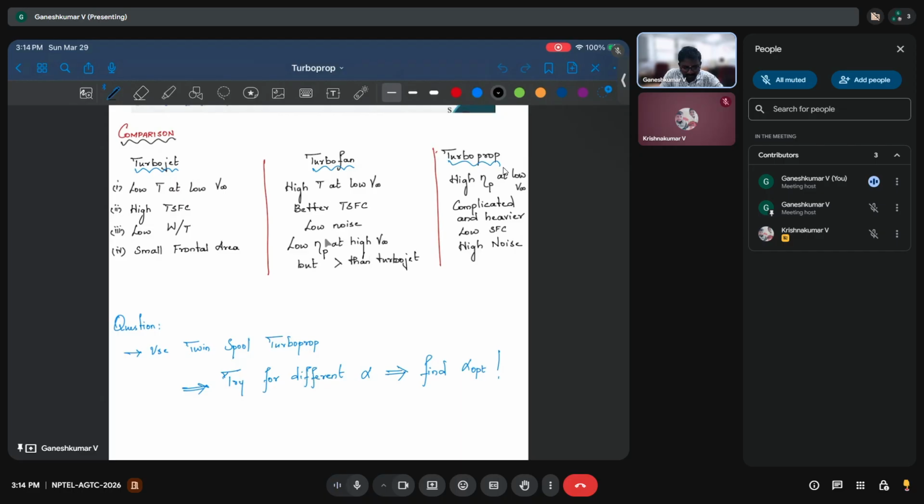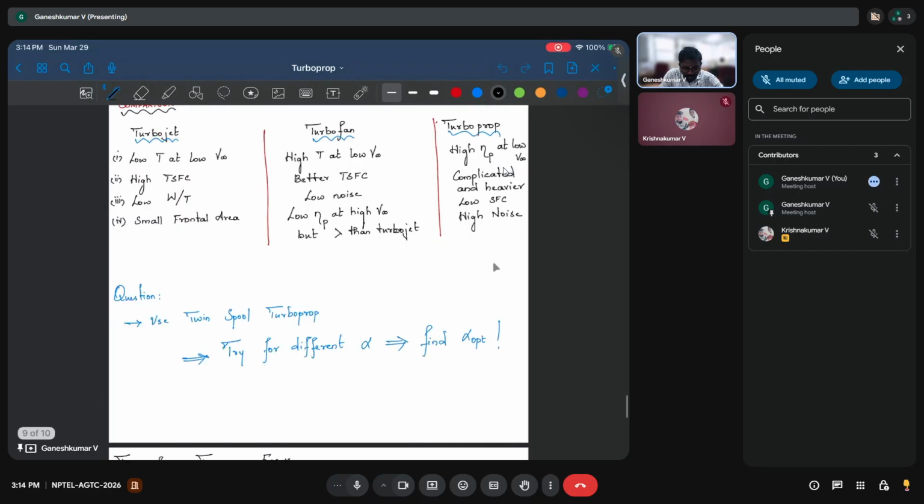In turbofan you have low noise, low propulsive efficiency at a very high velocity, because if velocity increases you will have a lower propulsive efficiency. But the efficiency is greater than turbojet, that we are sure. In turboprop, since the propeller is rotating, you will have a very high noise, but that's not the case for turbofan engine. You will have a low noise.